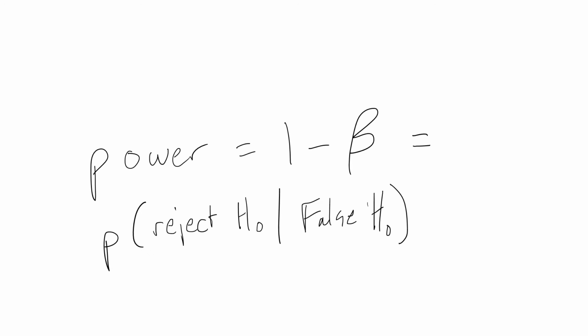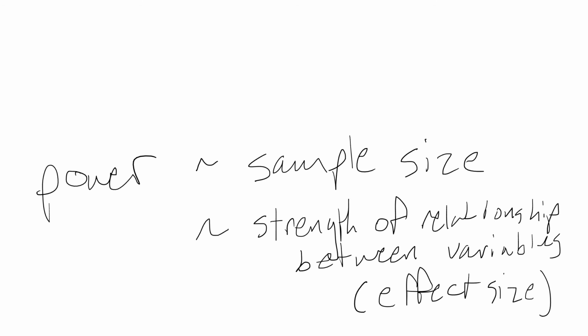Statistical power is calculated as 1 minus beta. Statistical power represents the probability of rejecting the null hypothesis as false given a false null hypothesis in reality. More simply put, power is the probability of correctly rejecting the null hypothesis. Statistical power is proportional to sample size. In other words, the more people in our study, the greater the probability of correctly rejecting the null hypothesis.